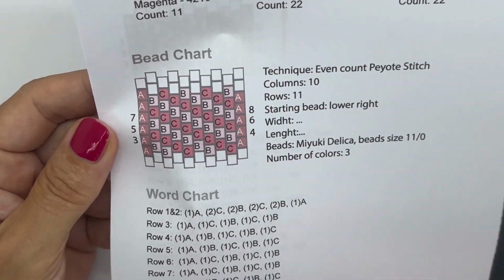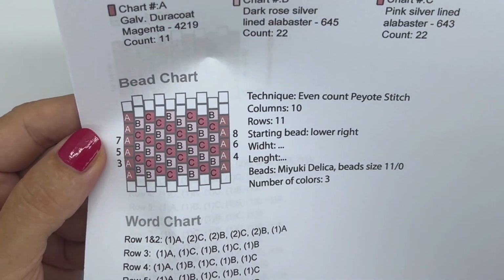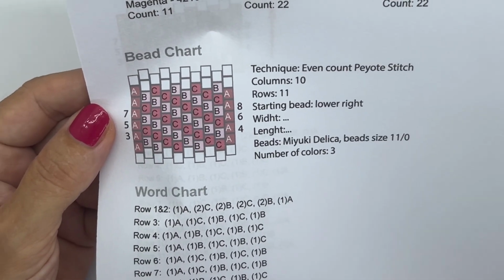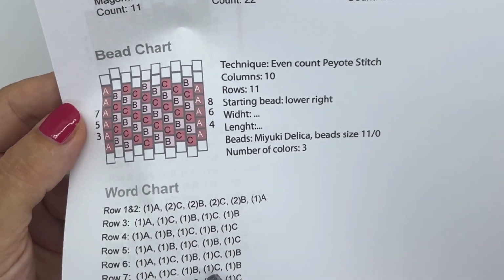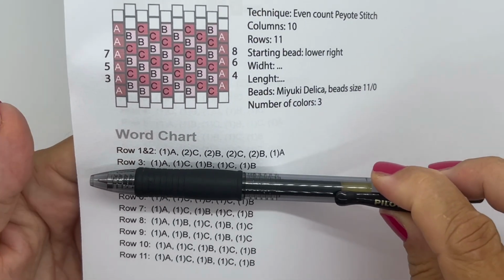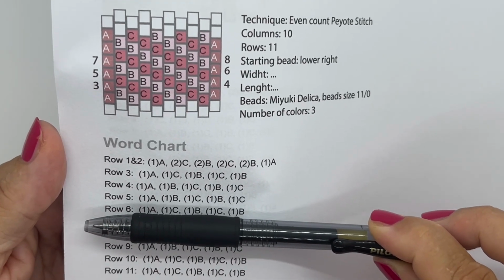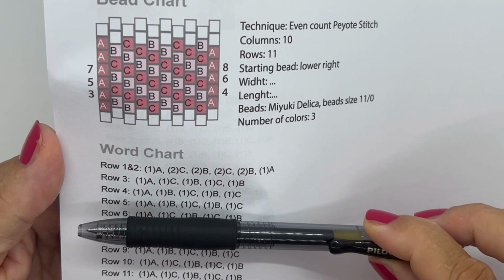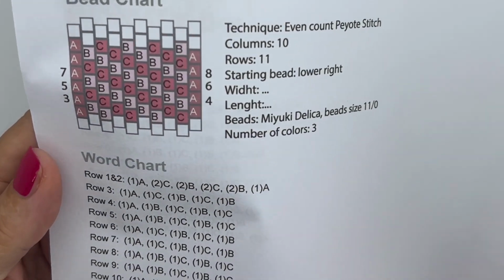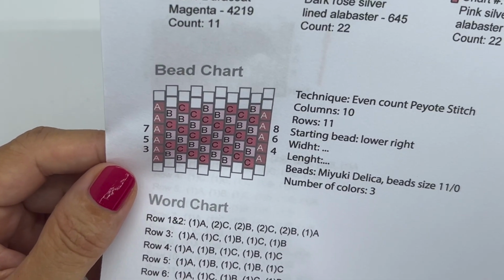So, the bead chart for even count peyote stitch is not a big deal. You can choose how you're going to read, whether a bead chart or a word chart. You can also place some paper here and move it as you go. It depends how you're looking. Sometimes I watch the pattern on my computer, and I have my system for how to do that on the screen. But this was how to read even count peyote stitch.